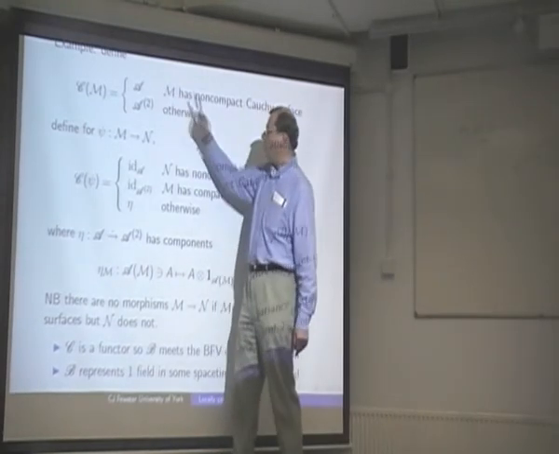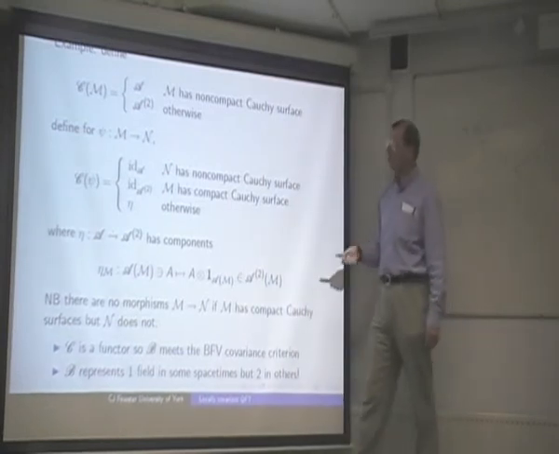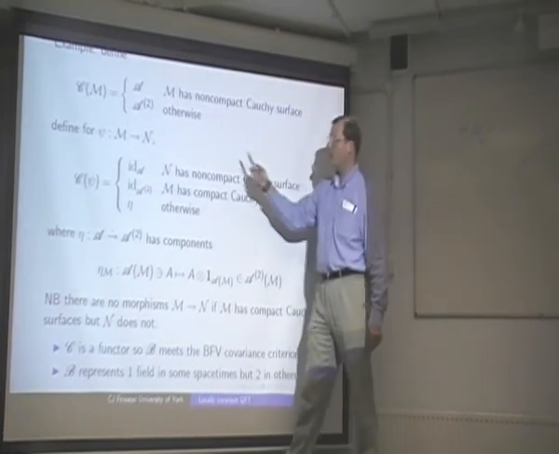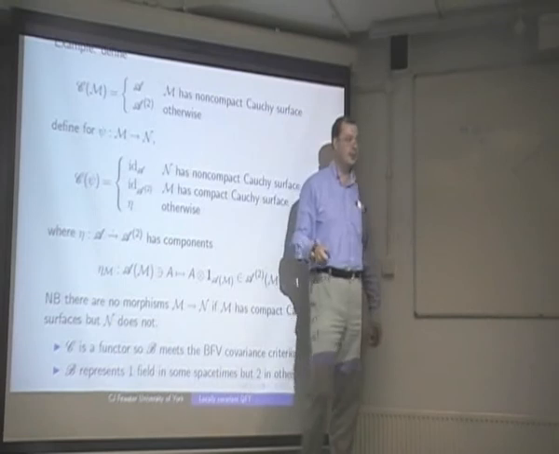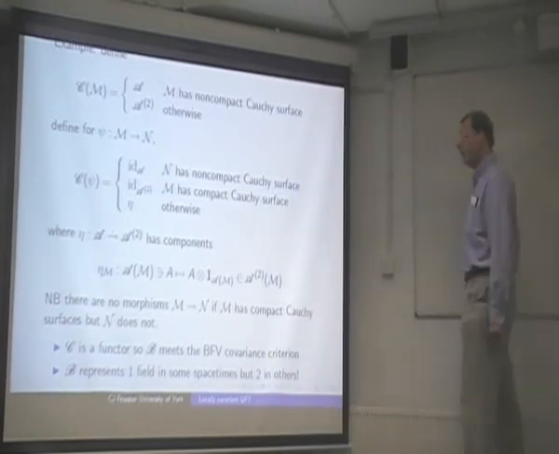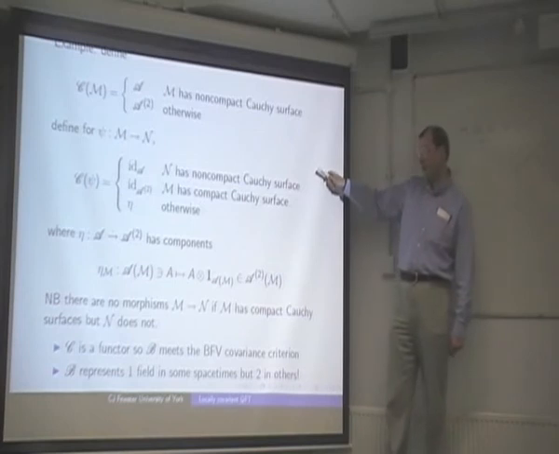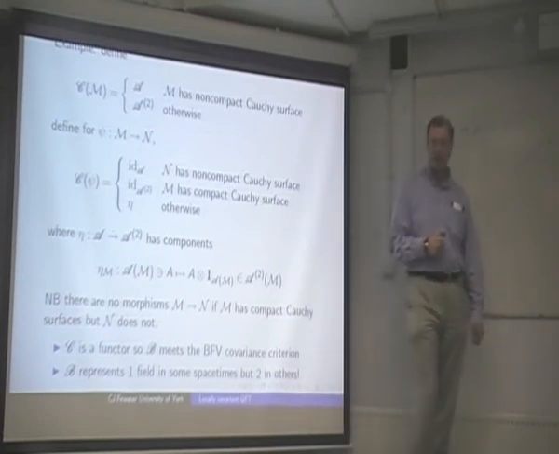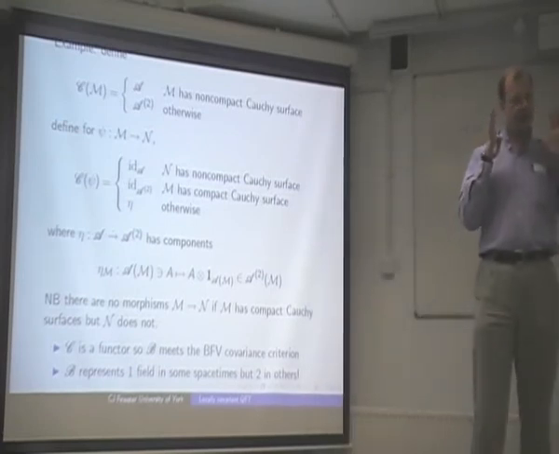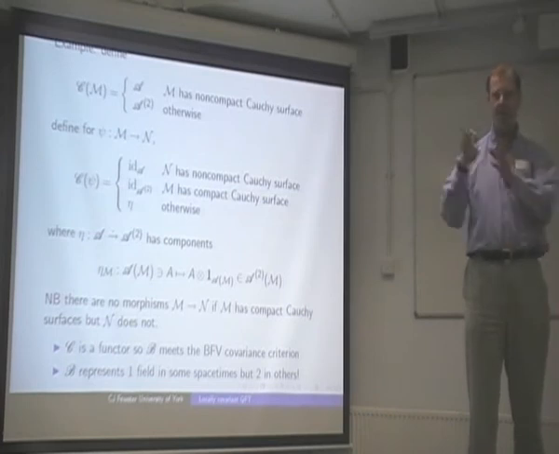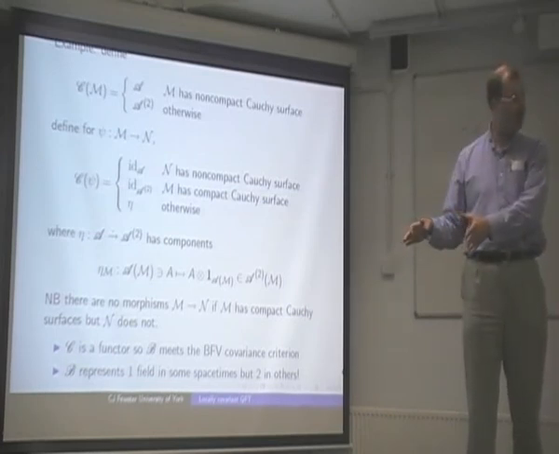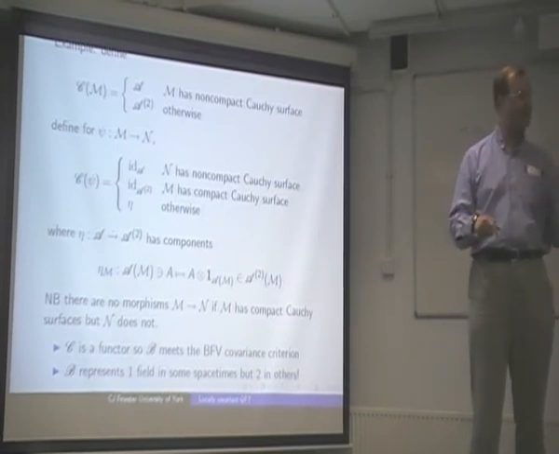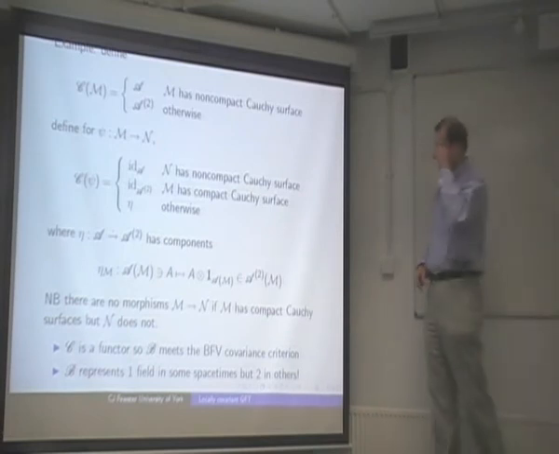I select, depending on the topology of the Cauchy surface, one scalar field if I have non-compact Cauchy surfaces, and two scalar fields otherwise. Okay, that's what I do. I guess time is moving on, so I'm not going to say too much about this, other than the key to making it all work is that if I have a spacetime with compact Cauchy surface embedded in any other manifold, then their Cauchy surfaces must be homeomorphic. Okay, so this sort of preserves the topology of the Cauchy surface.